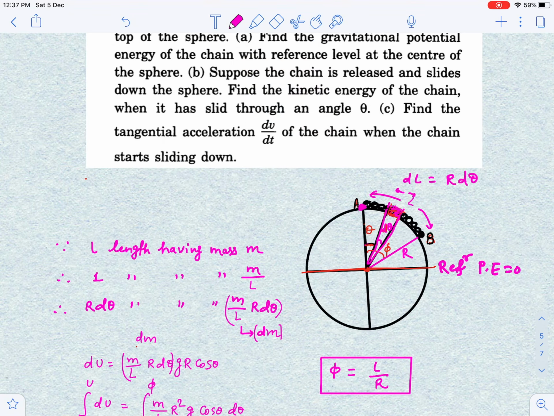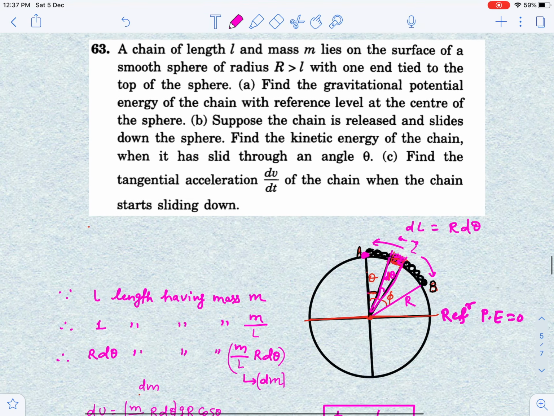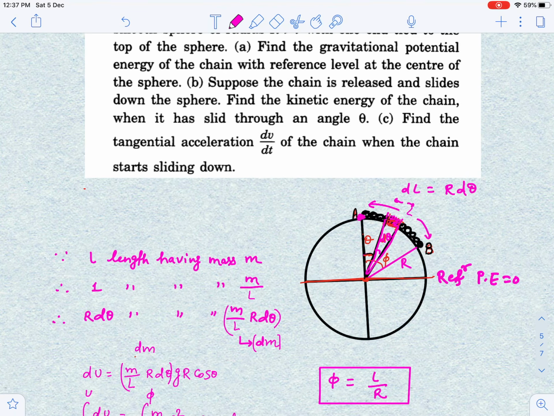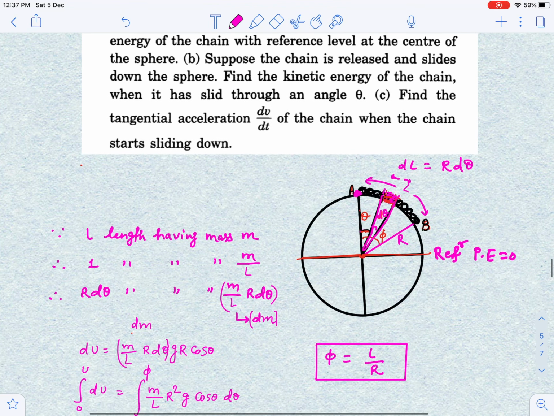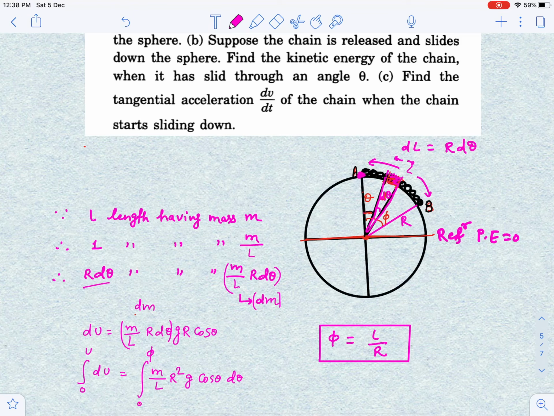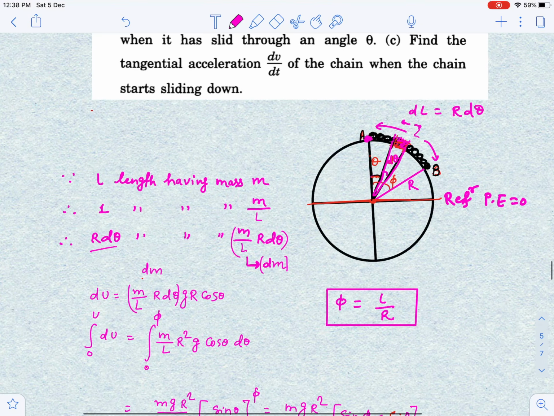Now guys, one thing you have to keep in mind: if you have to calculate a small mass, that is dm, you have to use the unitary method. Since you know that length L has mass m, unit length has mass m by L, and length r d theta has mass m by L into r d theta. This you have to keep in mind. This m by L r d theta is dm.